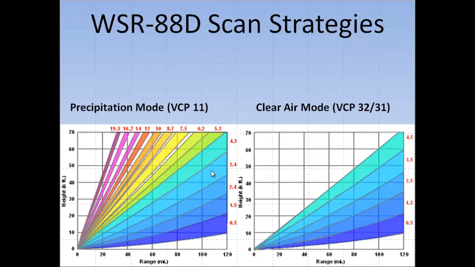So in VCP 11, the antenna rotates much faster. You get a complete volume scan in about 5 minutes, whereas clear air mode takes 10. There are actually about a half a dozen, or perhaps a couple more, different scan strategies that the WSR-88D can use based on the weather conditions that are going on at the time, and those scan strategies are selected by the operators.